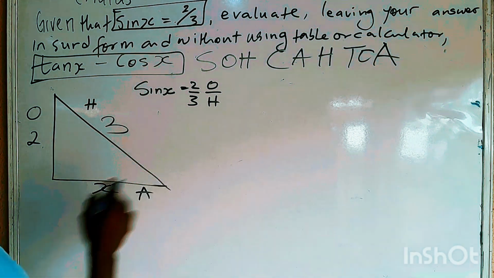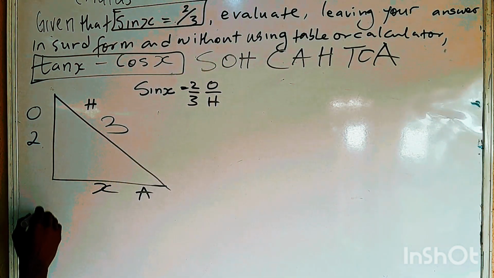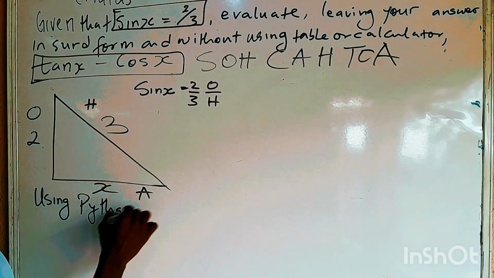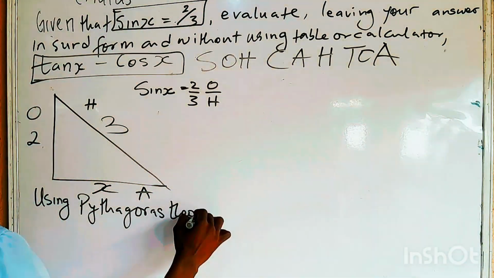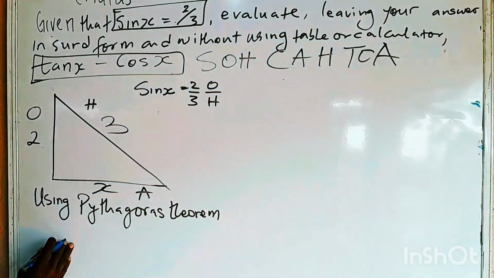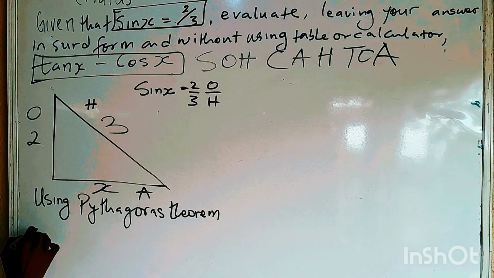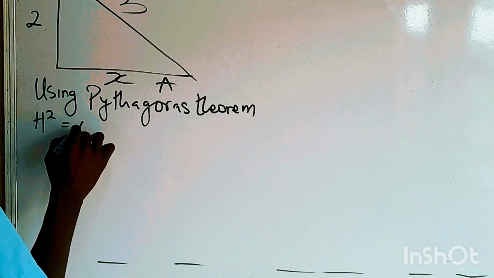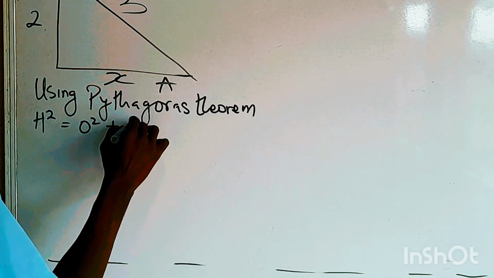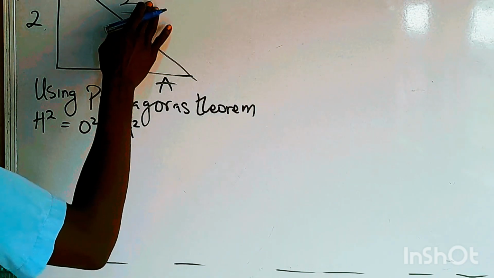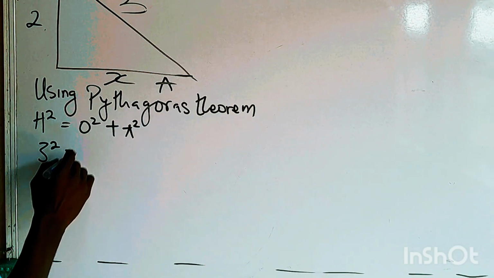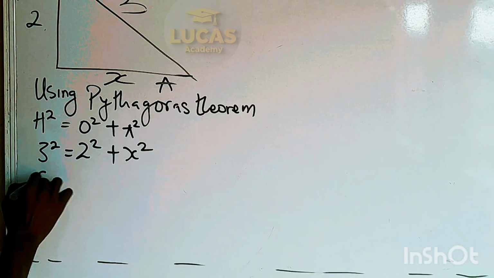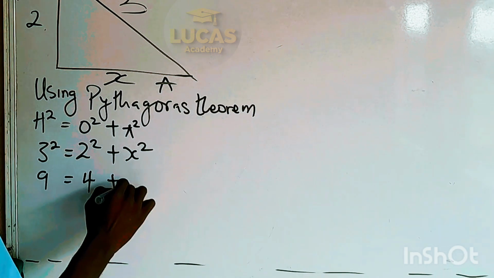So if our adjacent is now x, then what can we do next? The next thing we are going to do here is that we will use Pythagoras theorem. So what are we going to have there? We are going to have our hypotenuse square equals opposite square plus our adjacent square. So our hypotenuse is 3, that is squared, equals our opposite is 2 squared, then plus this one is x squared. So here we are going to have 9 equals 4 plus x squared.